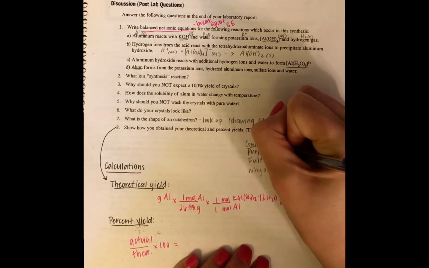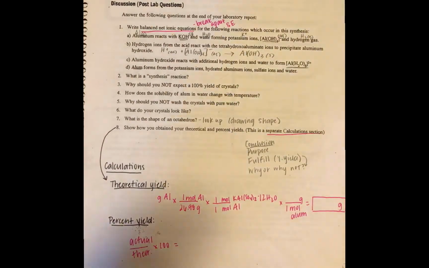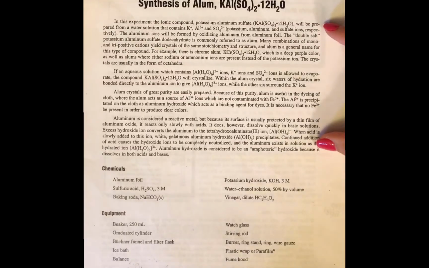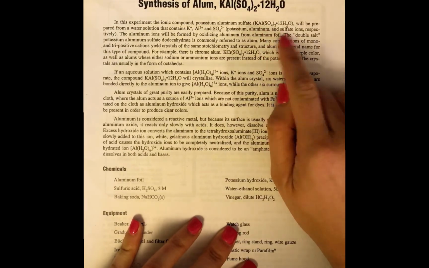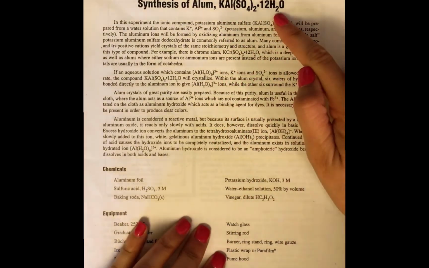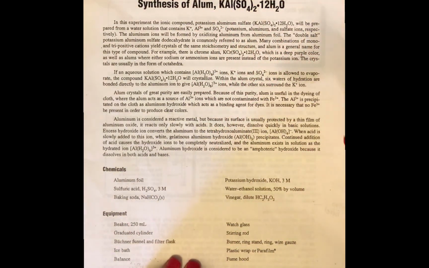So that is the post lab for this alum lab. You want to make sure that you have everything filled out in your lab notebook. Make sure that you've gone through and you've read this background information. You can see up here, here is the formula for alum. And then you can go through, make sure you read the background. You're familiar with what we did in the lab.